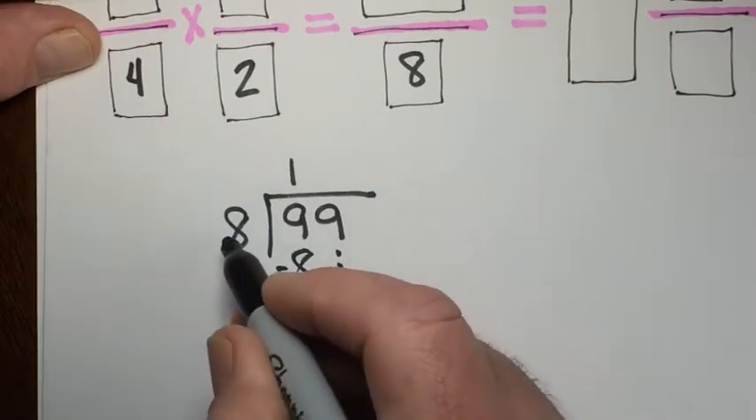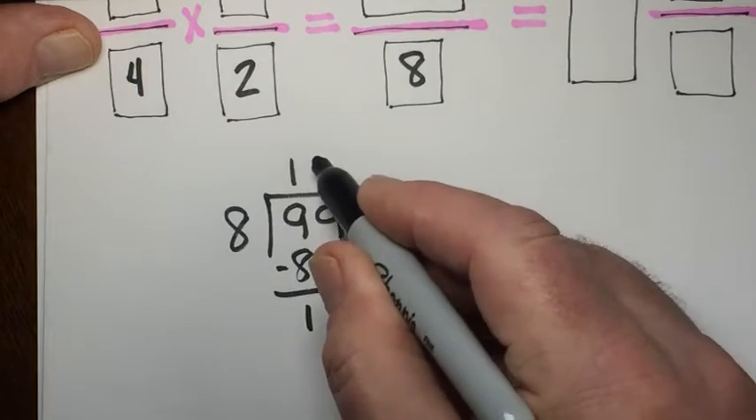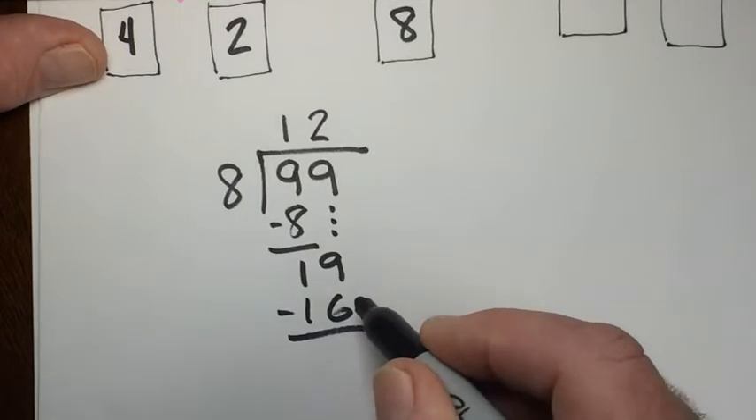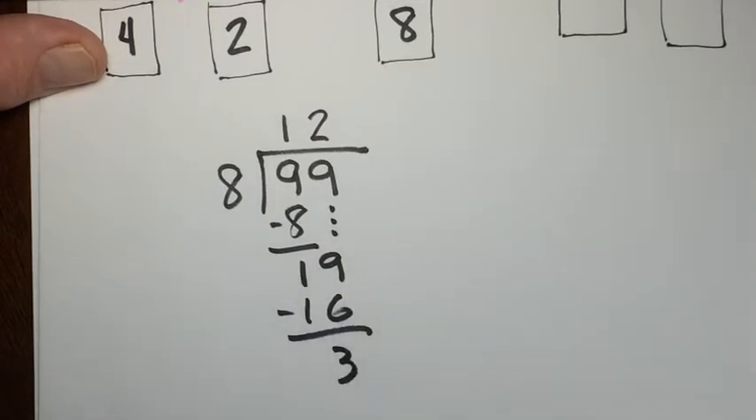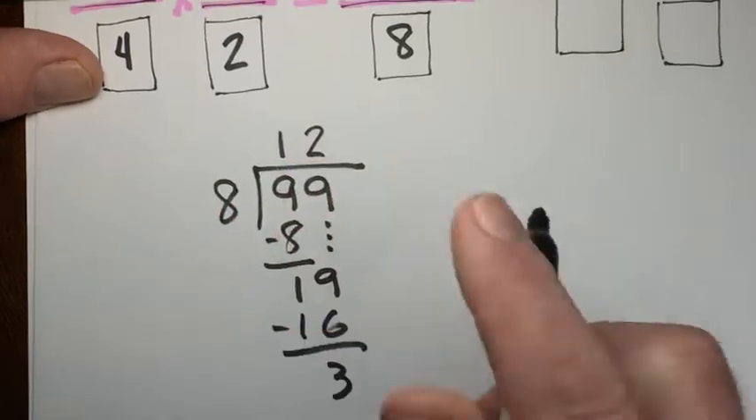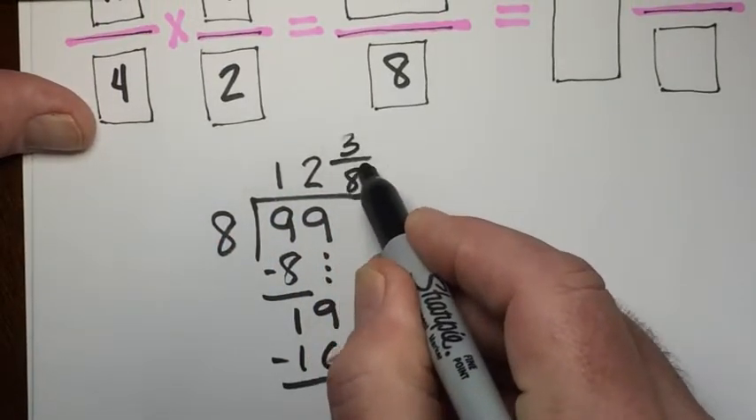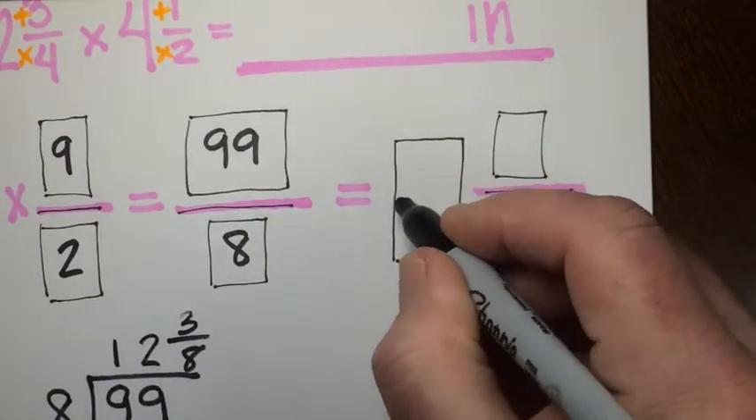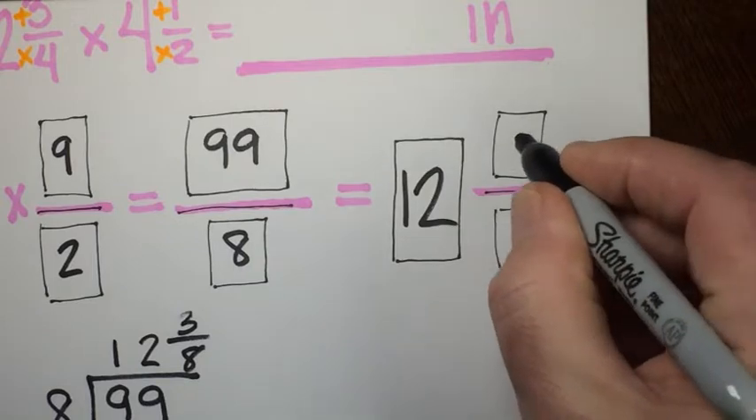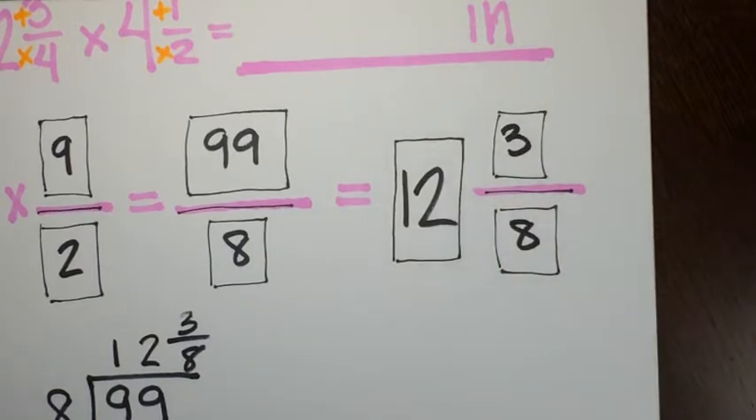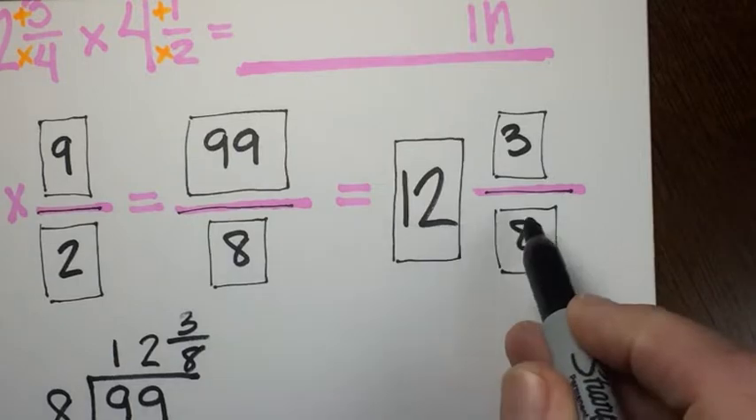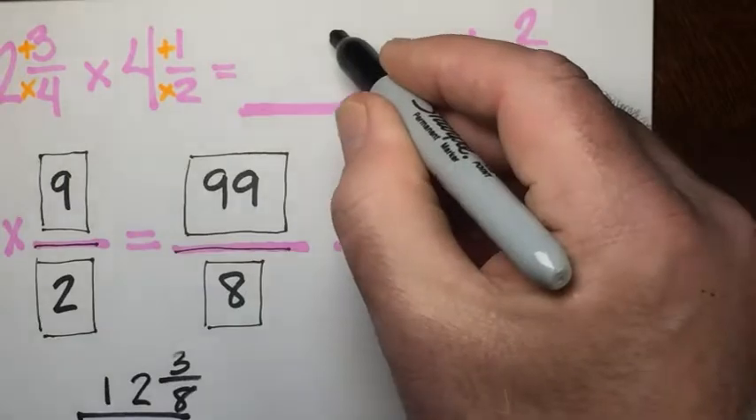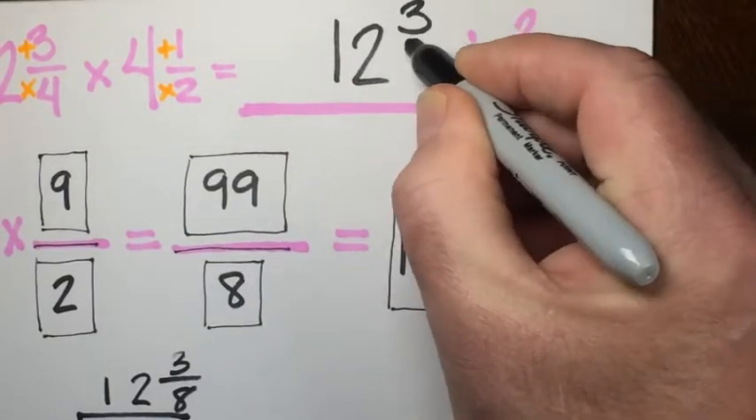And the question now is, how many times will 8 go into 19? That is 2. 2 times 8 is 16. If we take away, we get a 3. So the 3 that we have as a remainder is 3/8. We'll write that as 3/8. Okay, so we can fill in this box over here with 12 and 3/8. If we had to reduce or simplify that, we would. But there's no number that divides the 3 and the 8, so we're okay. So this is our final answer, 12 and 3/8.